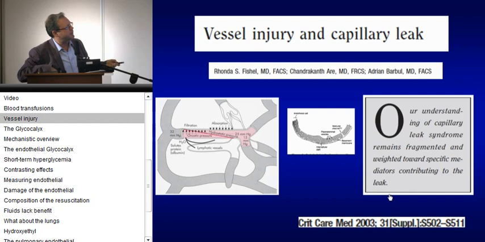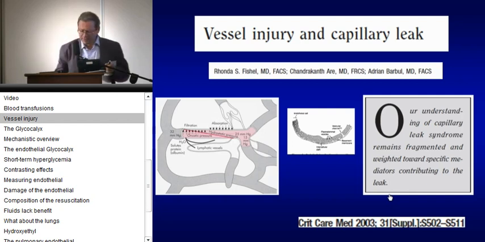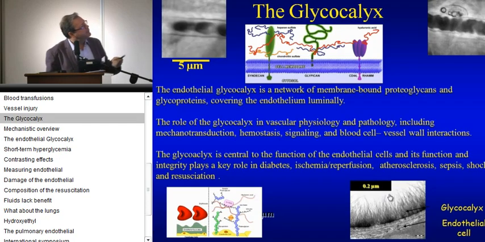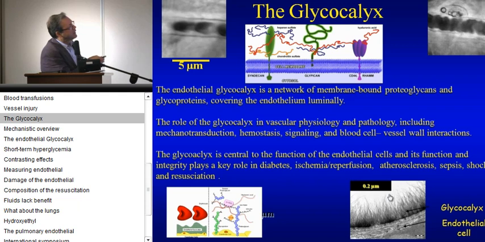Our understanding of capillary leak syndrome remains fragmented. A lot has happened in our understanding of the leak, and it really has to do with the important work done by a number of co-workers looking at the glycocalyx, which is a gel-like layer in between the red blood cells and the endothelial cells. It was known that these molecules were there, but what was not realized was the incredible thickness that this glycocalyx layer has. It's a gel-like substance.